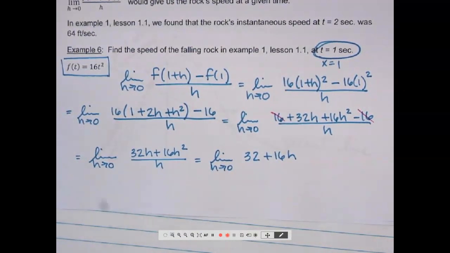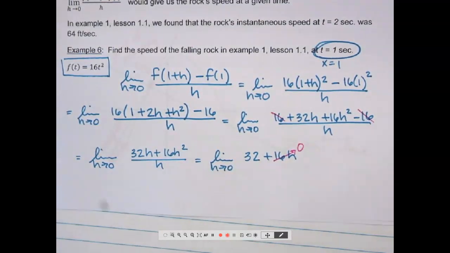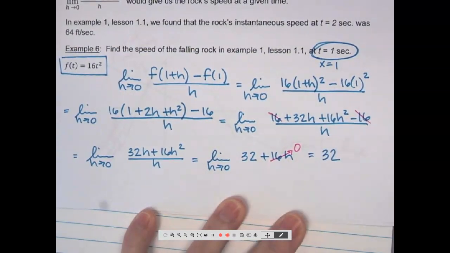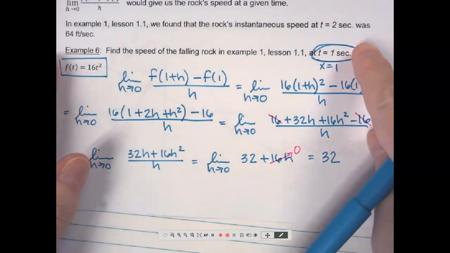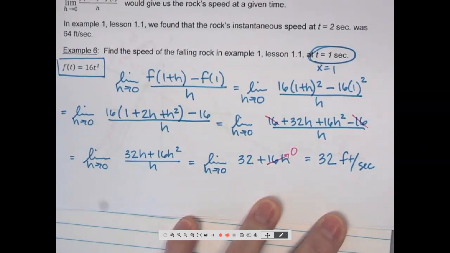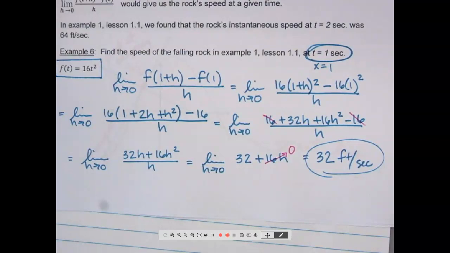Now at this point, you see the same patterns happening over and over. If I let h equal 0, doesn't that whole term equal 0? 16 times 0 is also 0. So I get 32. Now go back to our problem. It was in feet and seconds. So this tells me that at 1 second, that rock is moving 32 feet per second. So not an average rate of change. At this moment in time, if I could freeze time, that's the speed of the rock.